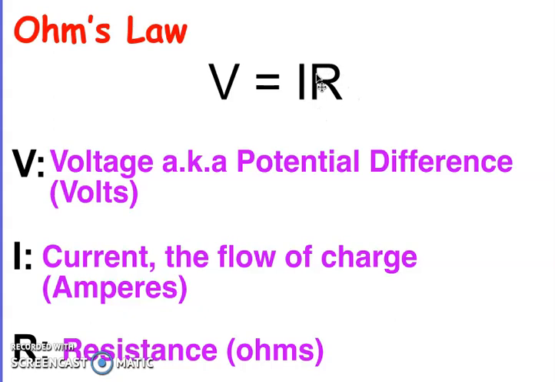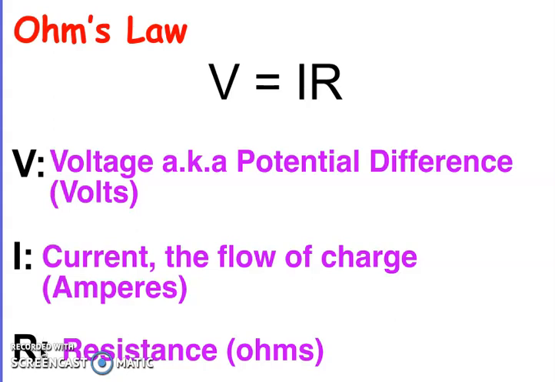So on an Ohm's law graph, when you plot voltage versus current, you can determine the resistance of the material in that circuit, what's slowing down those electrons, reducing or controlling the current. Again, Ohm's law states that voltage, also known as potential difference, measured in volts, equals the current, which is the flow of charges in amperes, times the resistance in ohms.